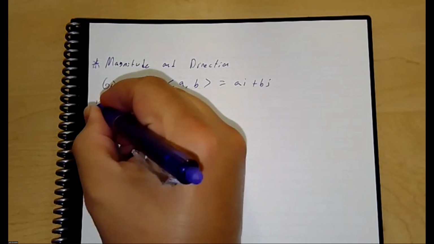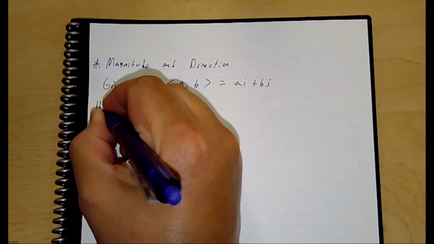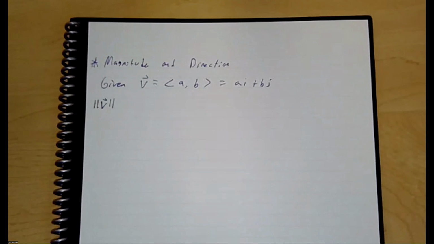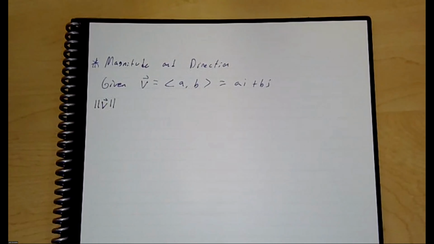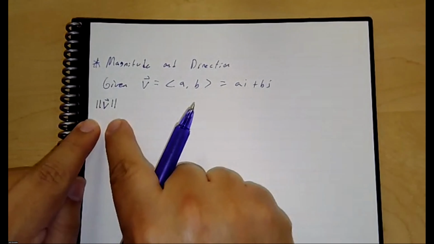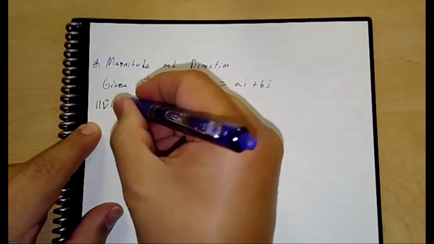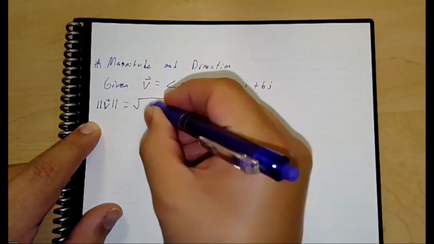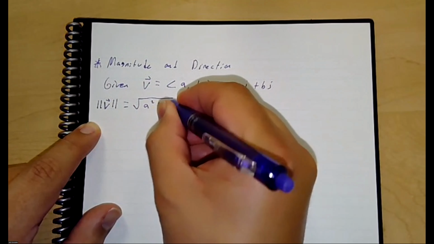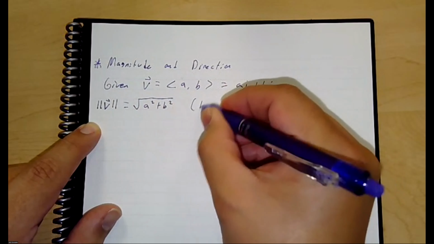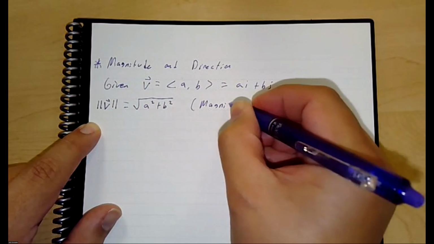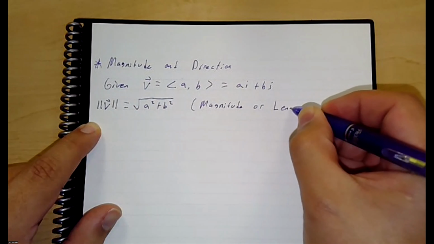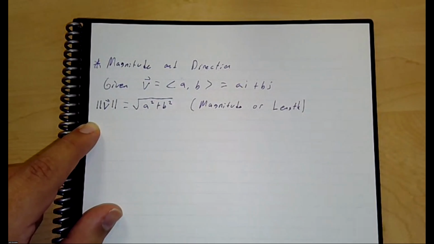The symbol double absolute value, I'm going to use that for magnitude because I can't write in bold. The homework uses bold bars for magnitude. Usually handwritten, we do 2 bars. So magnitude is just the square root of the a component squared plus b component squared. This is magnitude, or length. Okay?